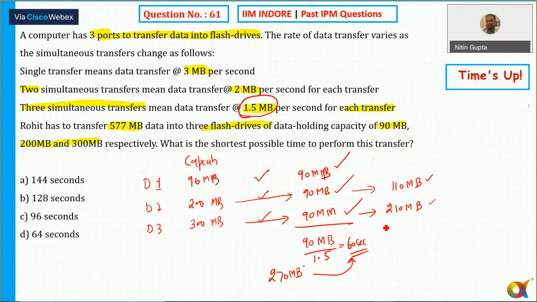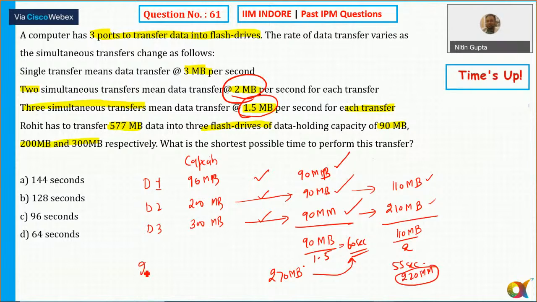So for 110 MB, what is the time? 110 MB divided by what? If two of them are working together, then 2 MB per second. So divided by 2, I'll get 55 seconds. Okay. So in 55 seconds, how much data has been transferred? 110 MB in drive 2, 110 MB in drive 3. So 110 plus 110, that is 220 MB.